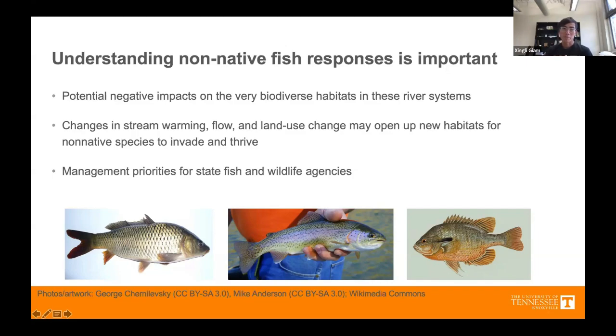And all these stresses might open up new habitats for the non-native species to invade and to thrive and impact our native biodiversity. And so really understanding the impacts, and understanding how non-native species might change in their distribution and how they might impact native species, would be management priorities for state fish and wildlife agencies as well as federal agencies.